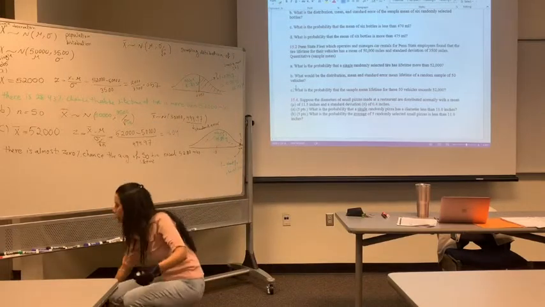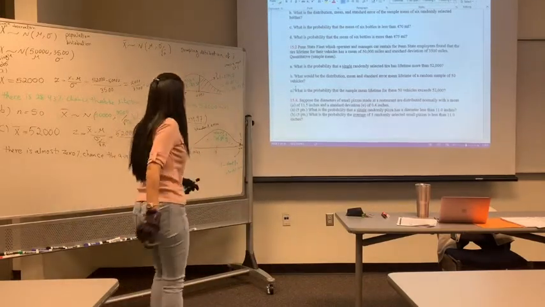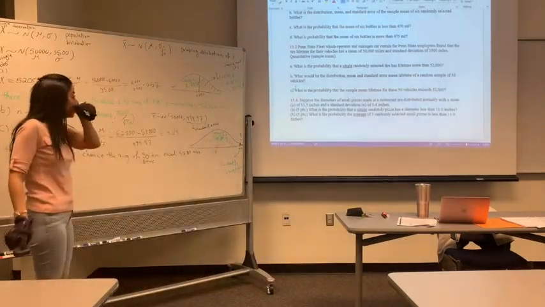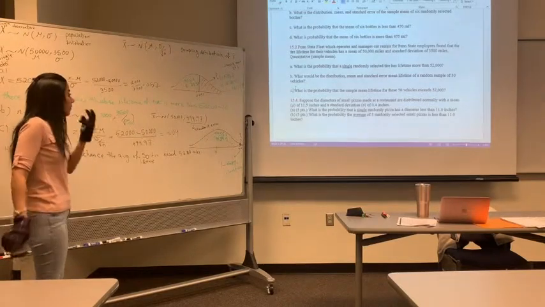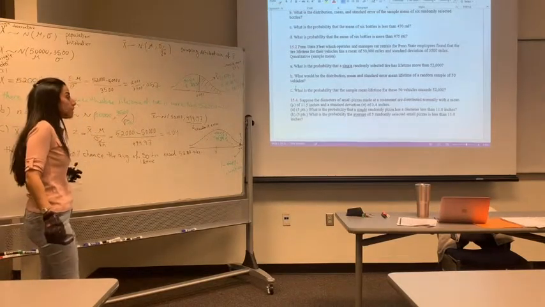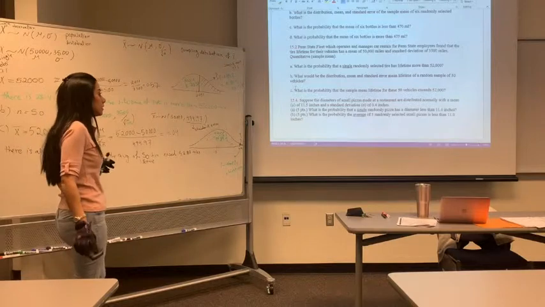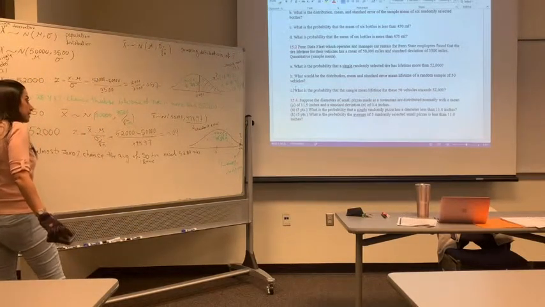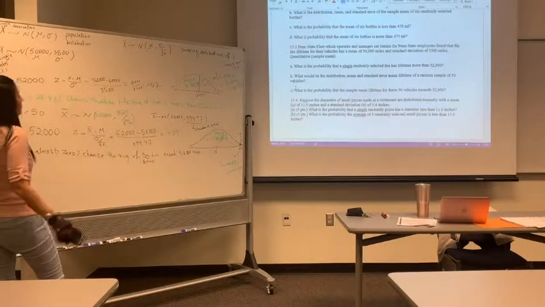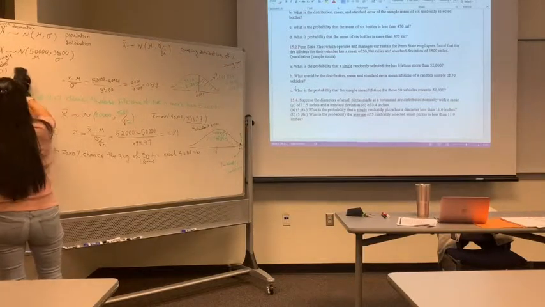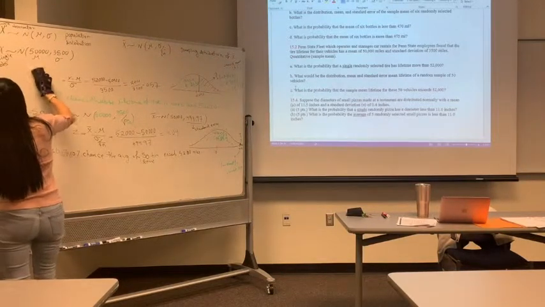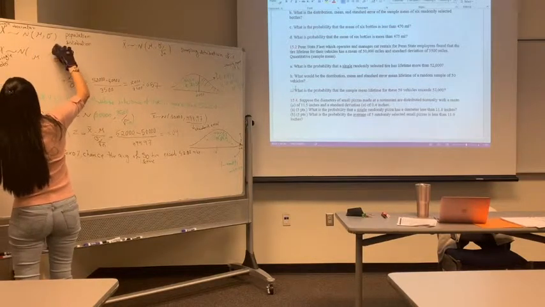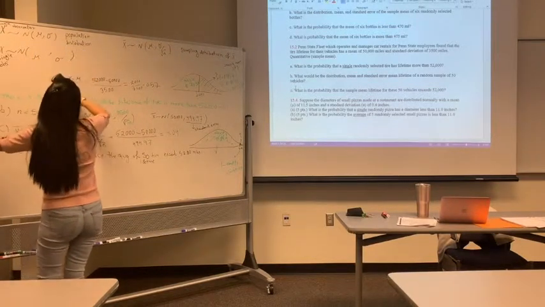Okay, so let's calculate the pizza dimension. So what it says, suppose the diameters of a small pizza made at a restaurant are distributed normally with a mean of 11.5 inches and a standard deviation of 0.4 inches. So, mean and standard deviation.